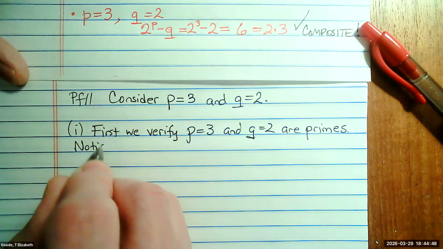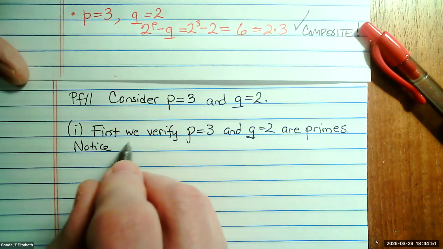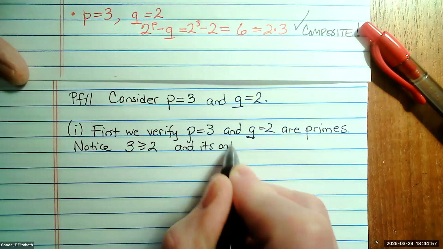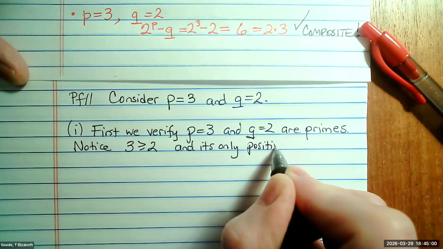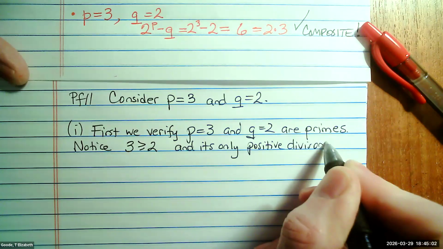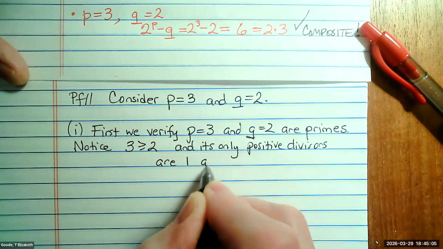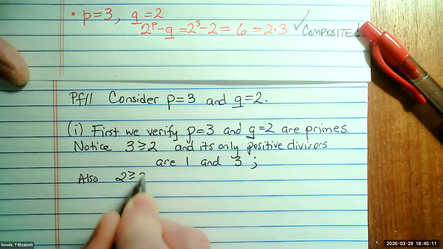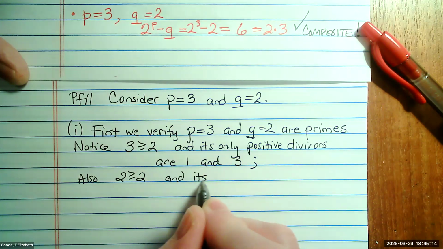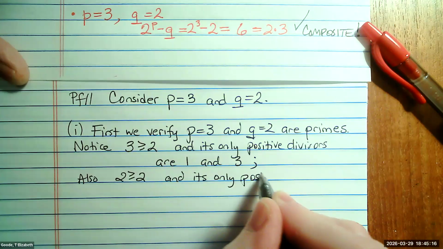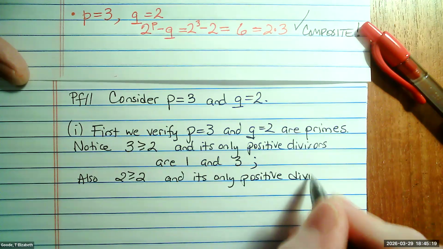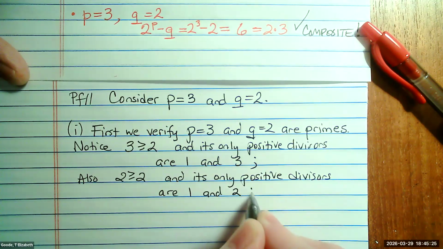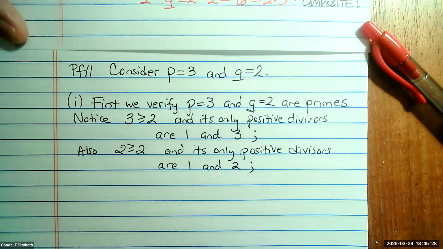Well, notice there are two parts to the definition of prime. 3 is greater than or equal to 2, and its only positive divisors are 1 and 3. Also, 2 is greater than or equal to 2, and its only positive divisors are 1 and 2. That's what it takes to correctly verify that those are prime.